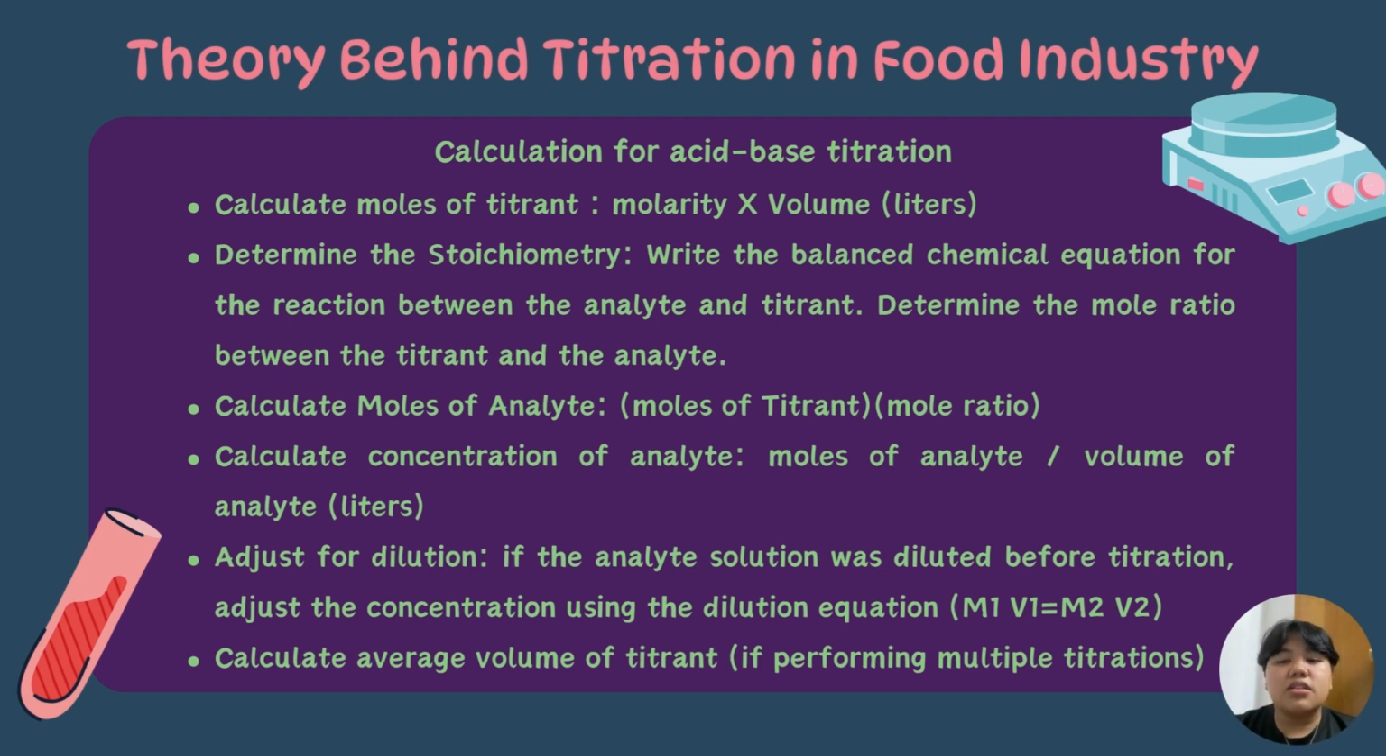Next, adjust for dilution. If the analyte solution was diluted before the titration, we need to adjust the concentration using the dilution equation, which is M1 V1 equals M2 V2. And lastly, we need to calculate the average volume of the titrant if performing multiple titrations.